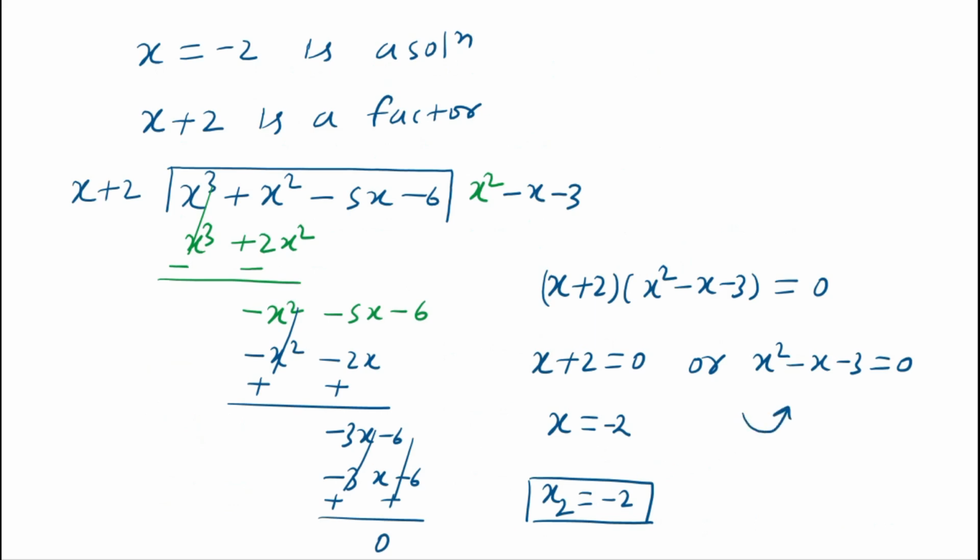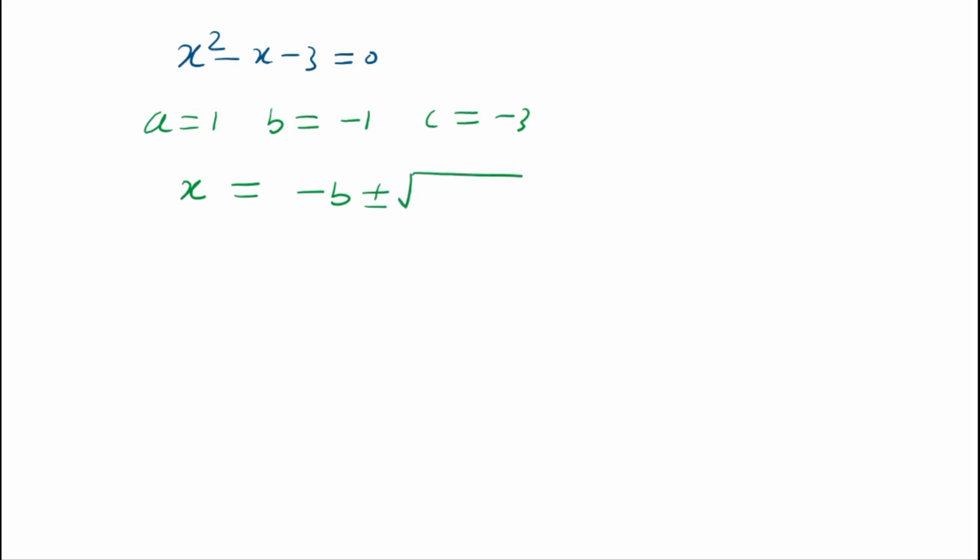Now solve this quadratic equation by using the quadratic formula, because this quadratic equation is not factorizable. Here x square minus x minus 3 equals 0. The value of a is 1, the value of b is minus 1 and the value of c is minus 3. And the quadratic formula is x equals minus b plus minus square root of b square minus 4ac, divided by 2 times a.